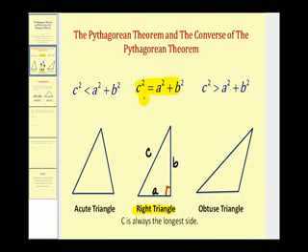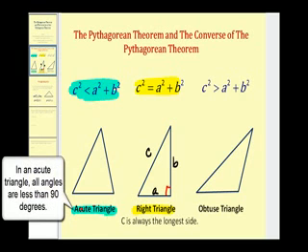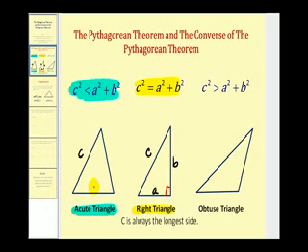But we can also use the relationship between c squared and the sum of a squared and b squared to determine if we have an acute triangle or an obtuse triangle. Meaning if c squared is less than a squared plus b squared, then we would have an acute triangle. However, to apply this, we do have to remember that c will always be the longest side. So in this case, it looks like this would be c, and these two sides would be a and b.